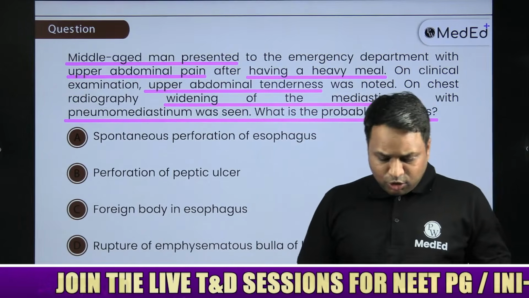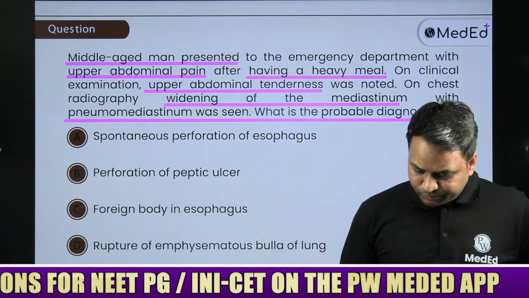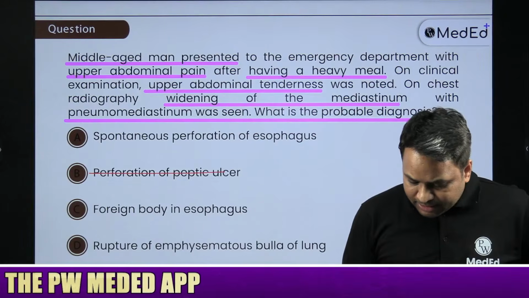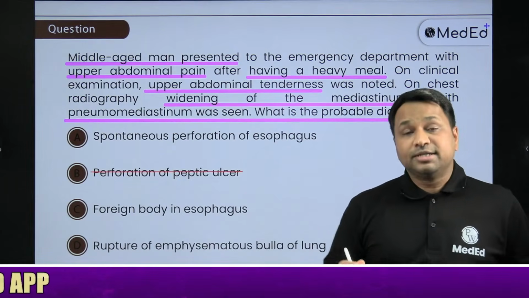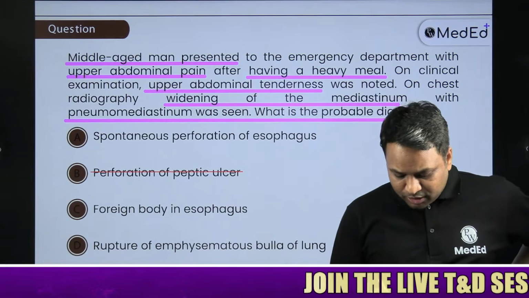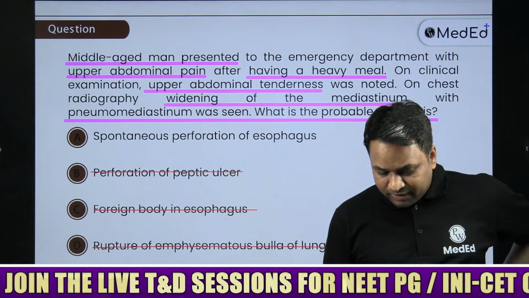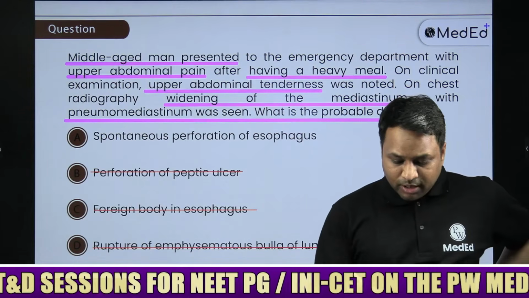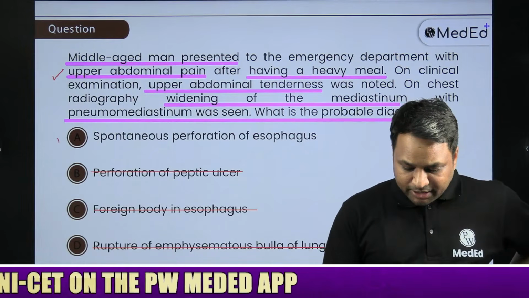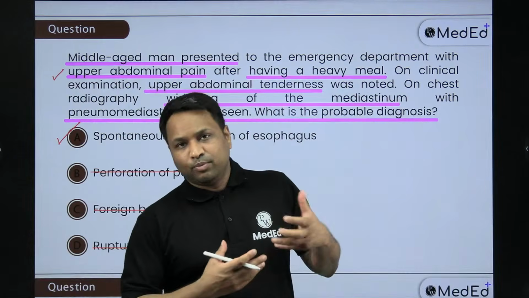Okay. Now usually there should be a history of vomiting also, right? It cannot be a perforated peptic ulcer disease because there is no mediastinal widening from pneumomediastinum there. That is seen in esophageal perforation. It is not a foreign body in the esophagus. It is not a ruptured emphysematous bulla of the lung because that is not associated with food. So here, upper abdominal pain after a heavy meal is your spontaneous esophageal perforation. That is your Boerhaave syndrome, which you can also have post-emetic.